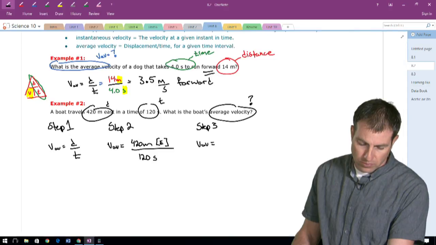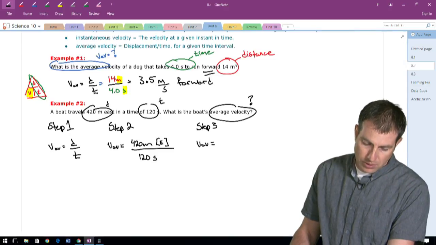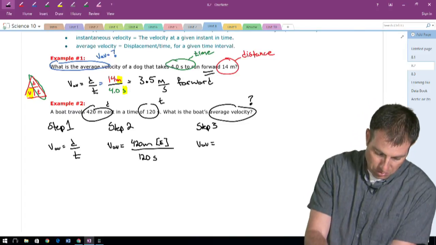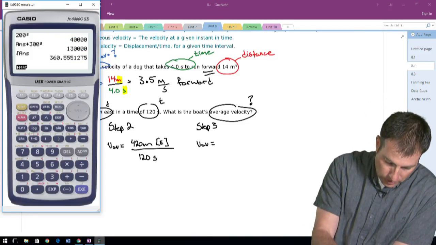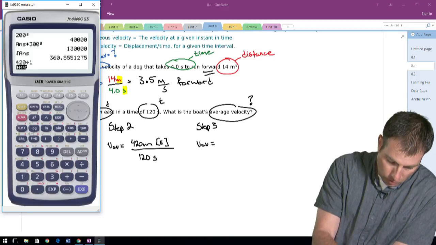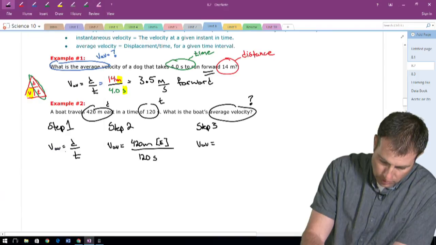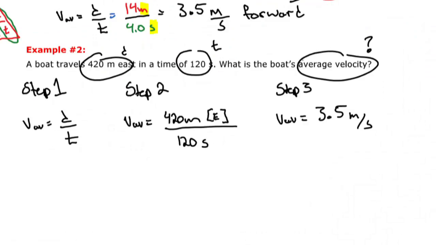So 420 divided by 120, that's not going to be a nice even number. Will it be 42 divided by 12? My brain's not working as well as it should be right now. All right, so let's go. 420 divided by 120 is 3.5 again. Well, that's kind of weird. 3.5 meters per second, and in this case, everything's traveling in the direction of east.